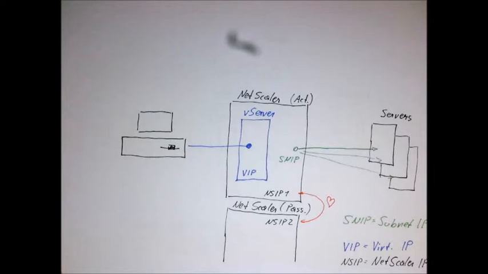There is a discontinued type of IP address called mapped IP address, MIP. A mapped IP address is basically the same as a subnet IP address with some restrictions. Basically, it has to be in the same subnet as a NetScaler IP address. Because of this, it's discontinued and we don't use it anymore.